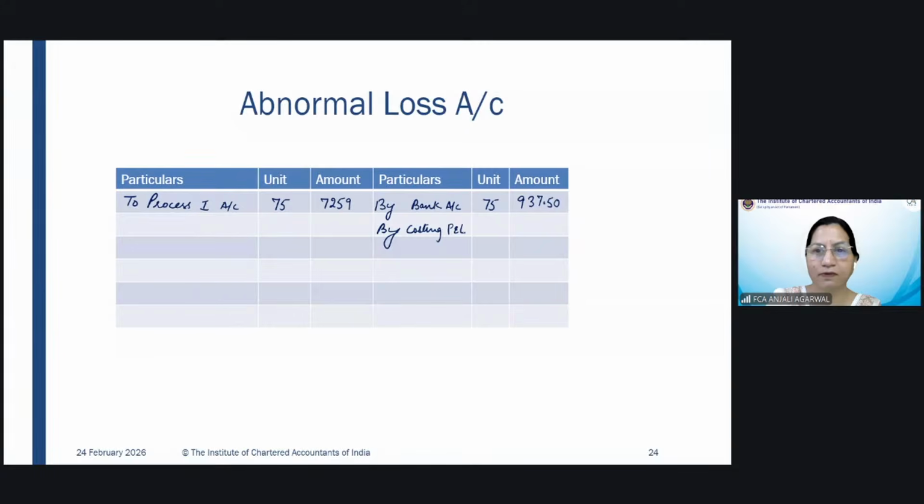Got it? Yes, ma'am. So 7259 minus 938, I would say, the amount that goes to costing P&L is 6321. This is your abnormal loss account complete, right? Yes, ma'am. Okay, ma'am. Understood. No doubt? Yes, ma'am. So this amount of 6321 will also go to the costing P&L account we have just prepared.